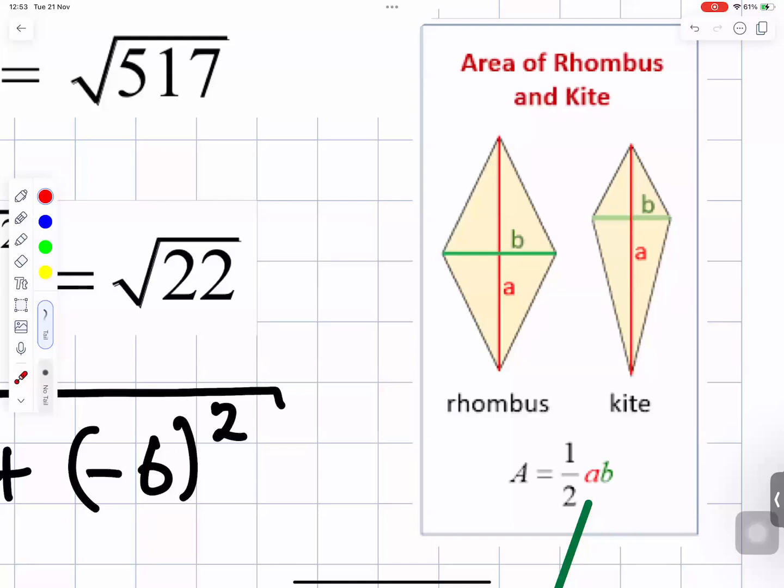That's the formula to find the area of a rhombus or a kite. Half times this distance A times that distance B. So all we need to do is find that distance A and find that distance B and multiply it by half to get the area of the rhombus.